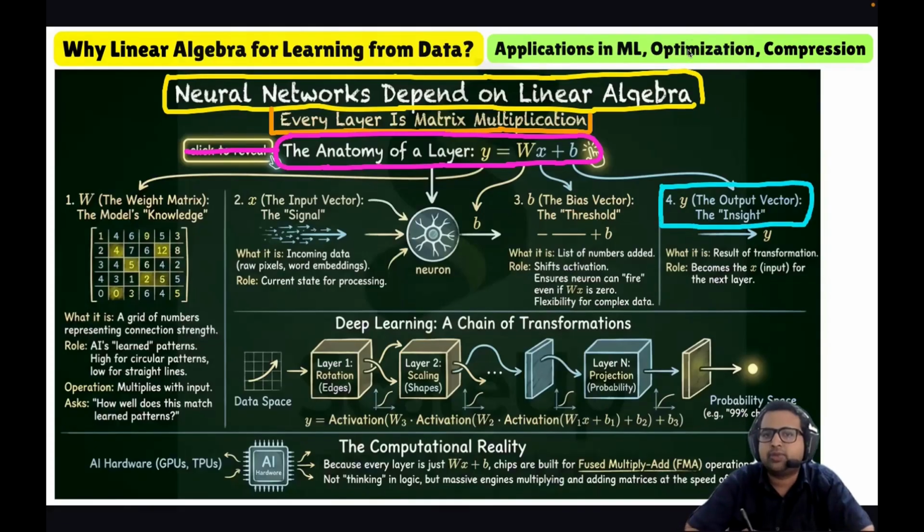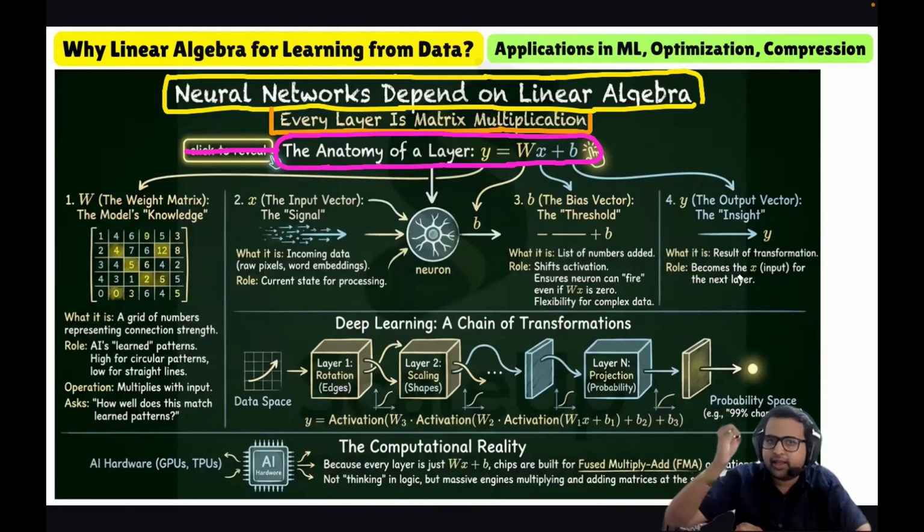So this is basically the result of the transformation, y. It becomes the input for the next layer. So now it's very clear to us that in every layer of a neural network, we will perform the operation y equals Wx plus b.